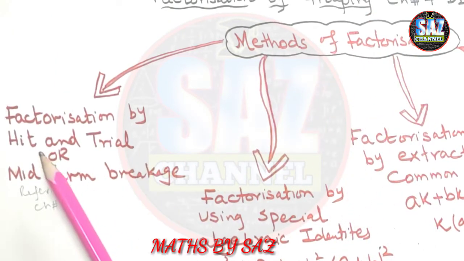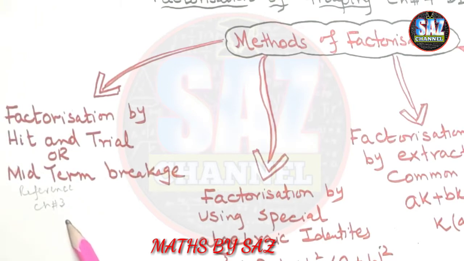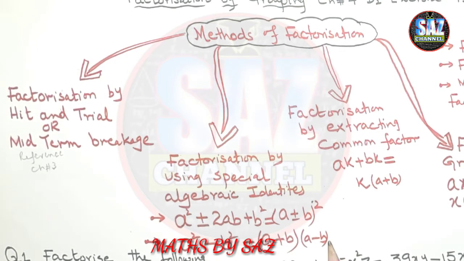The first method of factorization is factorization by hit and trial method or midterm breakage. We have studied a lot about this method in our previous lessons. If you find any difficulty about this lesson, you can watch my previous lessons. Then factorization by using special algebraic identities, that is a square plus minus 2ab plus b square equals to a plus minus b whole square, and the difference between two squares, that is a square minus b square equals to a plus b into a minus b.